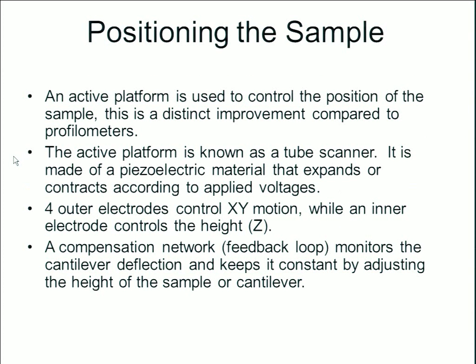As far as positioning the sample, we use an active platform to control that position. This is an improvement compared to other characterization tools such as profilometers, where you have a stationary platform. The active platform is the tube scanner. It's made of piezoelectric material. Again, it will expand or contract according to the applied voltage. Four outer electrodes control the X and Y motion, while an inner electrode controls the height or Z information.